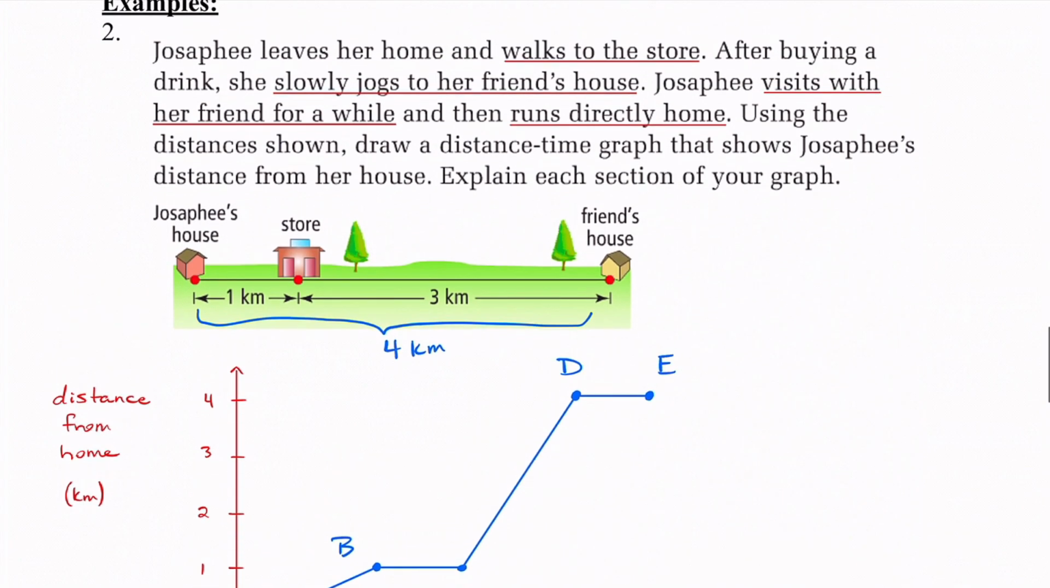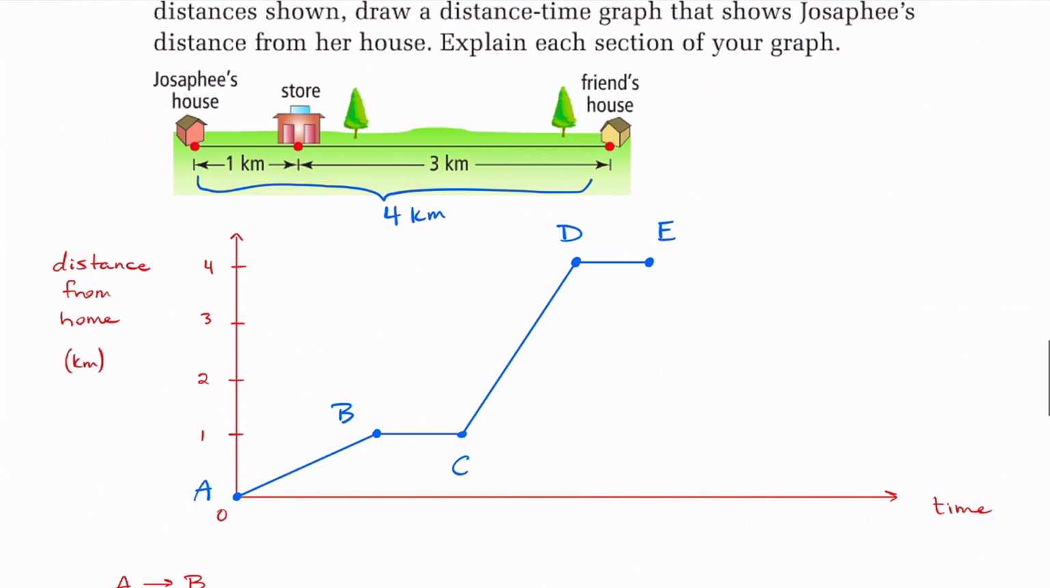So we visited for a while, and then it says she runs directly home. So now we are running. First we walked, then we jogged, now we're running. So this should be really, really steep. Okay, much steeper than the other ones. So I'm gonna draw my line, and it said we went all the way home. So it's gonna go all the way down to the bottom, and it's gonna have to be steeper than our other lines. Okay, and then we arrive here, and I'm gonna call that F.